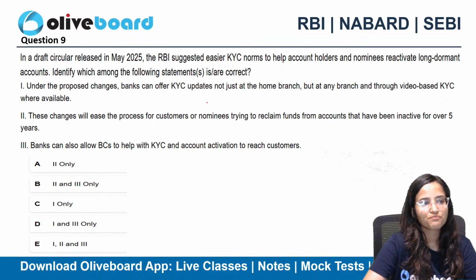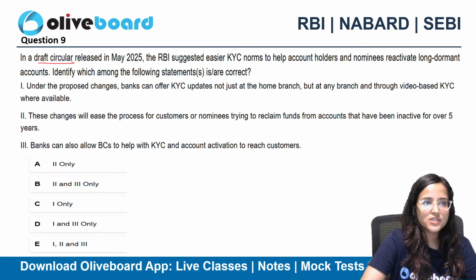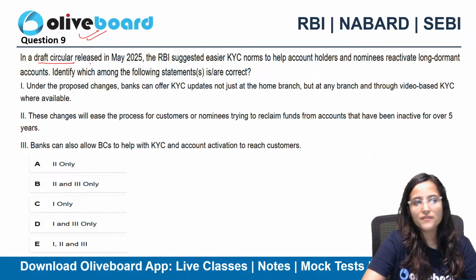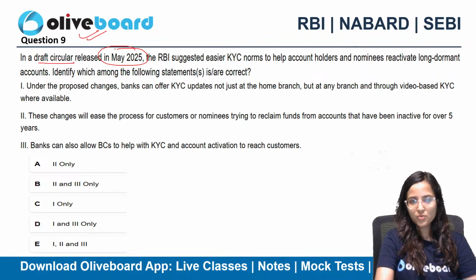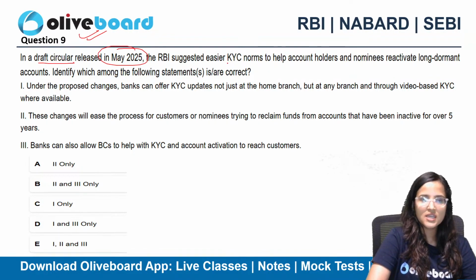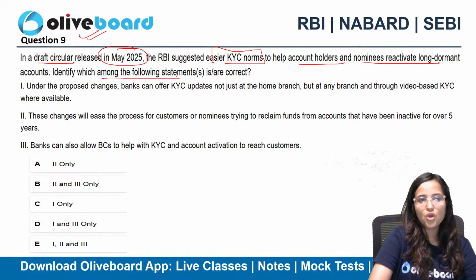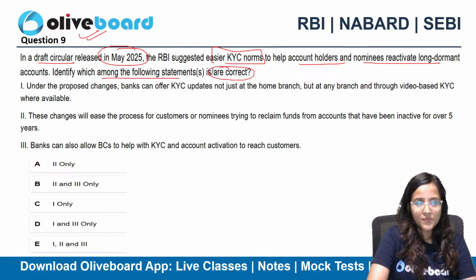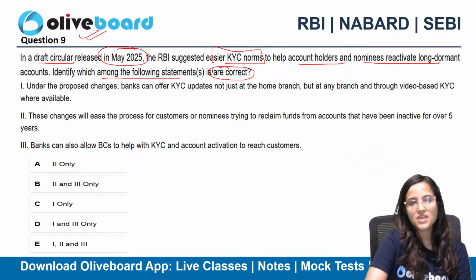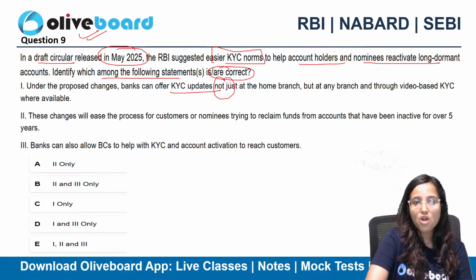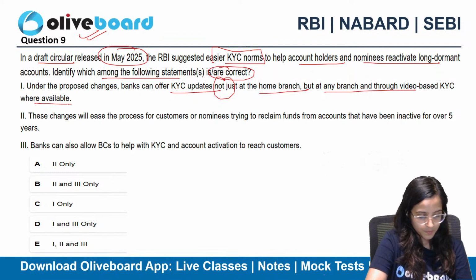Okay, in a draft circular, next question. In a draft circular which was released in May 2025, the RBI suggested easier KYC norms to help account holders and nominees reactivate long dormant accounts. Identify which among the following statements are correct. Under the proposed changes, banks can offer KYC updates not just at the home branch but at any branch and through video based KYC wherever available.